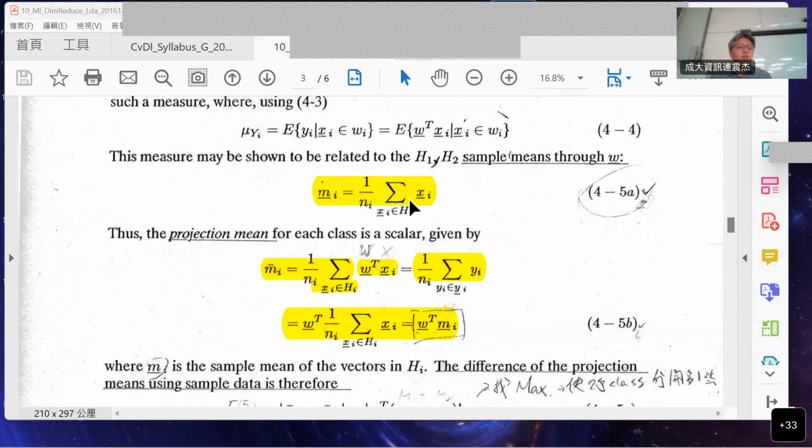So first of all, in 2D, there are two classes. First, we will try to find the mean value for each cluster. So we have M1 and M2, where X is the sample in 2D. So we find the average values M1 and M2. Here we try to prove that the mean value in the 2D, projected to the 1D, is the same mean value.